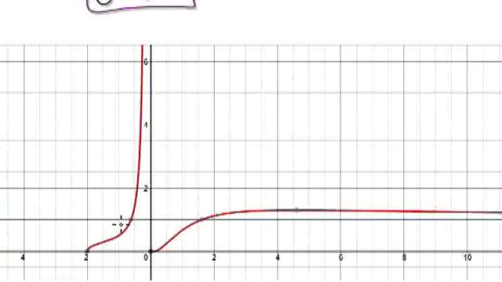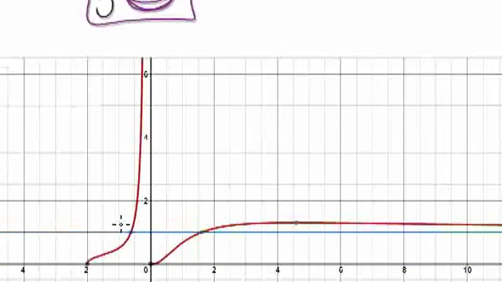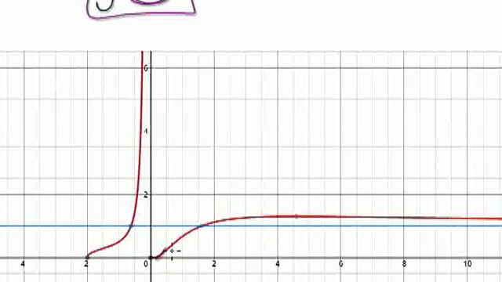So if you get a graph plotter and plot it, as x tends to infinity, it is heading towards that blue line, which is y equals 1 here. It is heading towards 1. Okay.